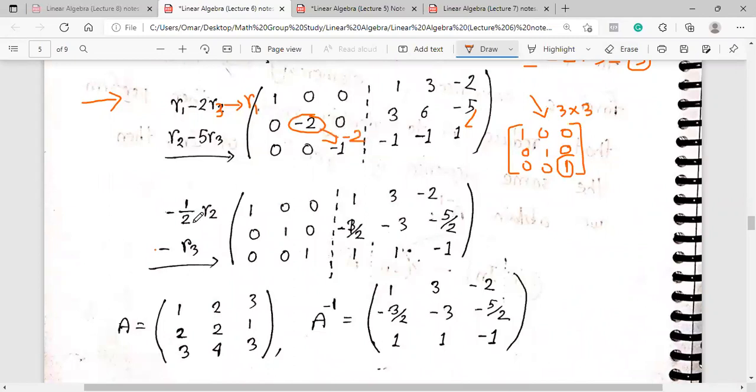So that's why I multiply the second row with minus half. Or you can just say you divide the second row by minus 2, the same thing. So if I divide the second row by minus 2, that means 0 divided by minus 2, that means 0. Minus 2 divided by minus 2, that is 1. And 0 divided by minus 2, that is 0. And 3 divided by minus 2, that is minus 3 by 2. And 6 divided by minus 2, that is minus 3.